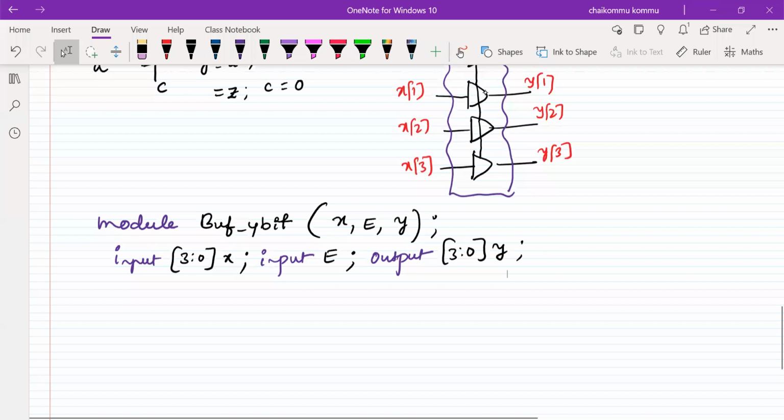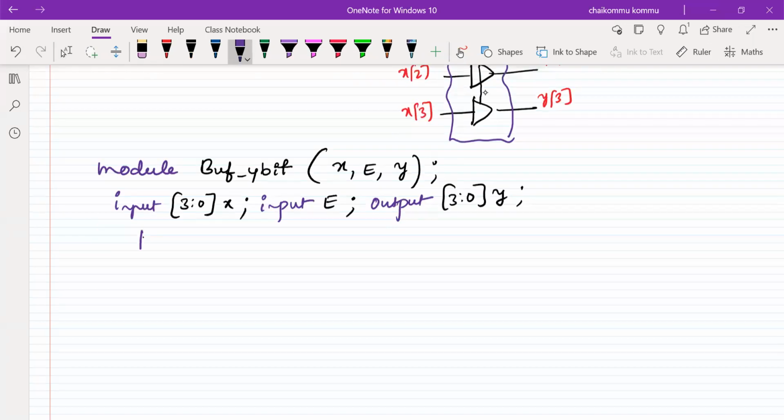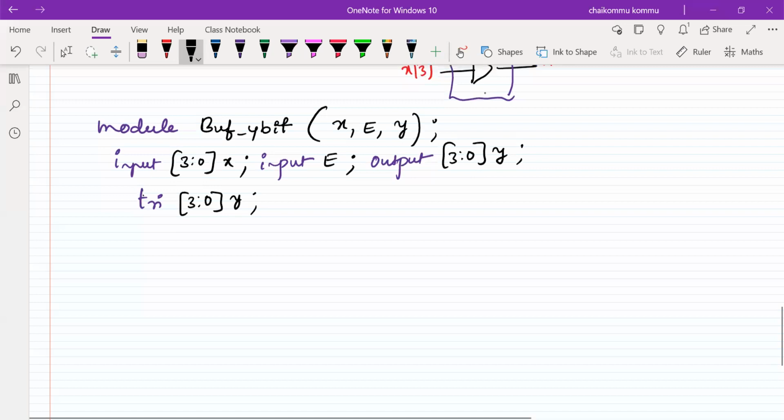So the try, I can write something like this: try 3 down to 0. Otherwise, directly output try 3 down to 0 5 can also be written. It is explicitly what we have written. Implicitly, if you want to write it, output try 3 down to 0 5. Okay, fine. Now, let us talk about this gate.